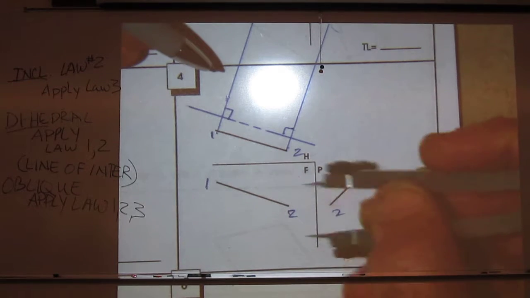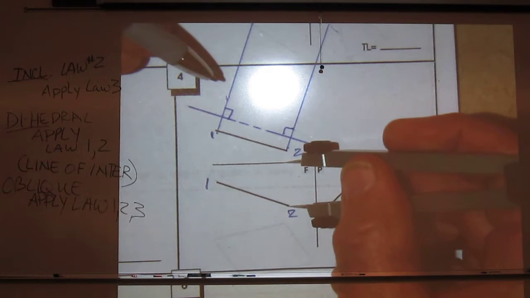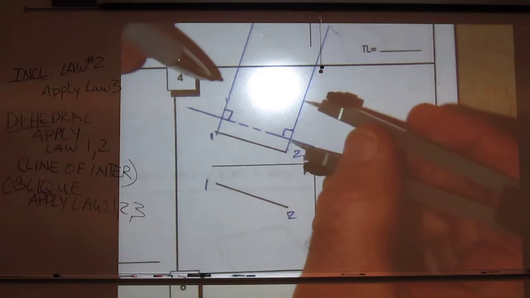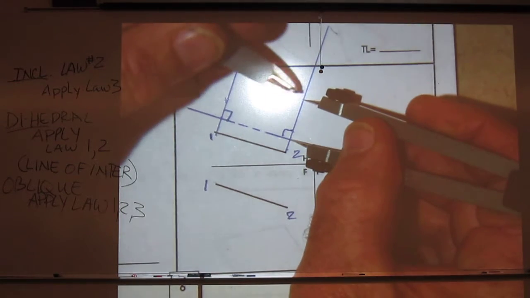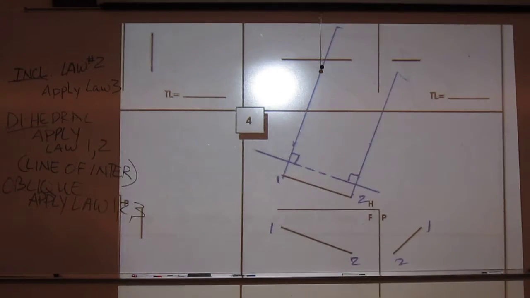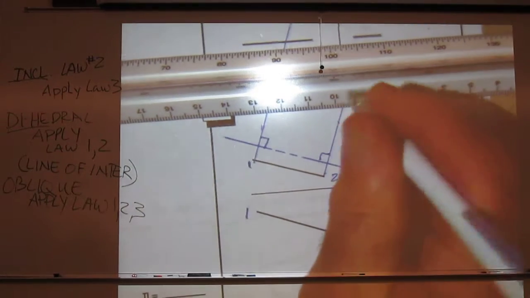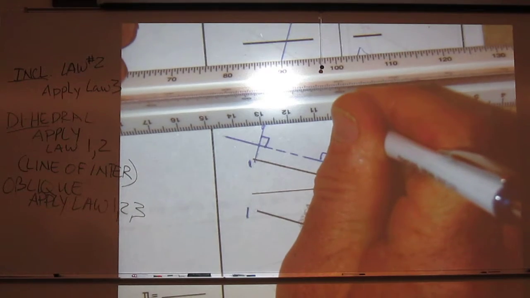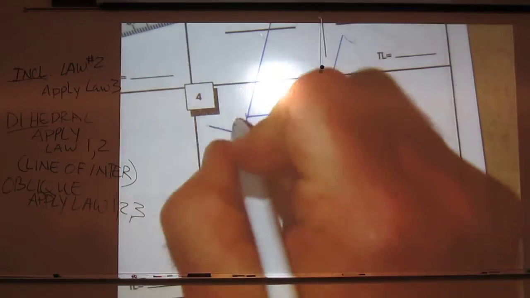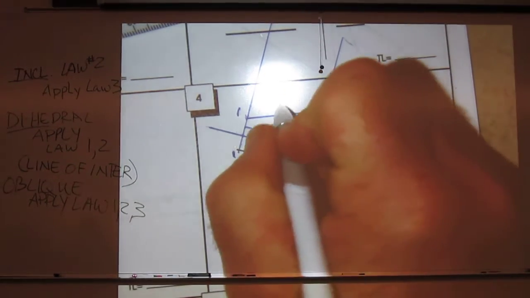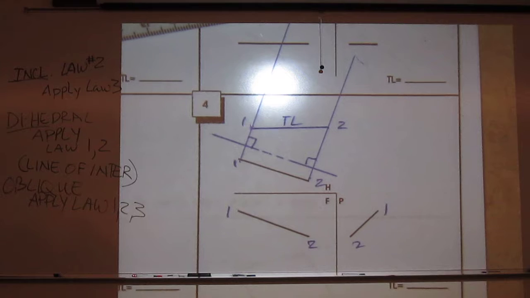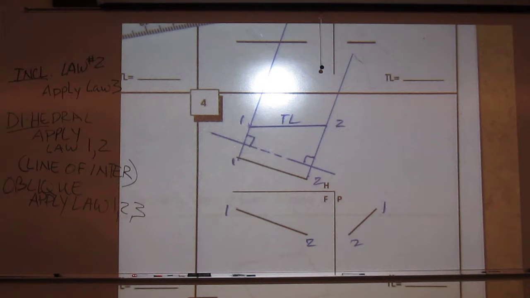And then 2 is to here. Now I know what I need to know. So there's 2 and 1. So 1, 2, that guy's true length. I can now measure it and put it in the answer.